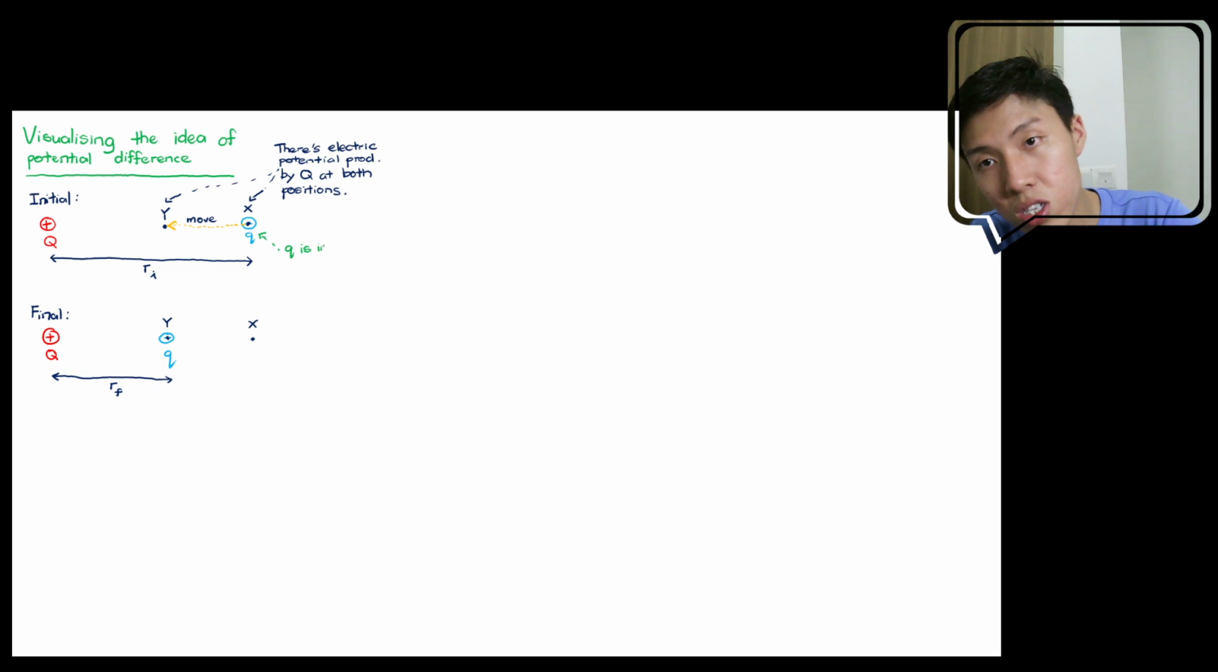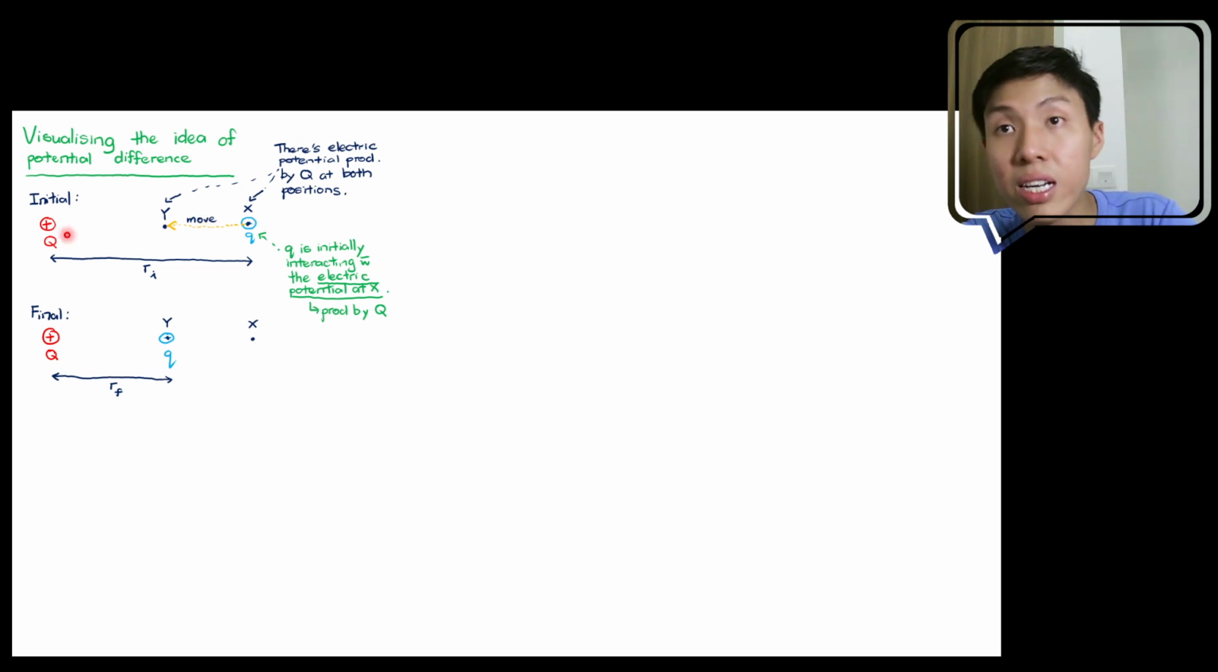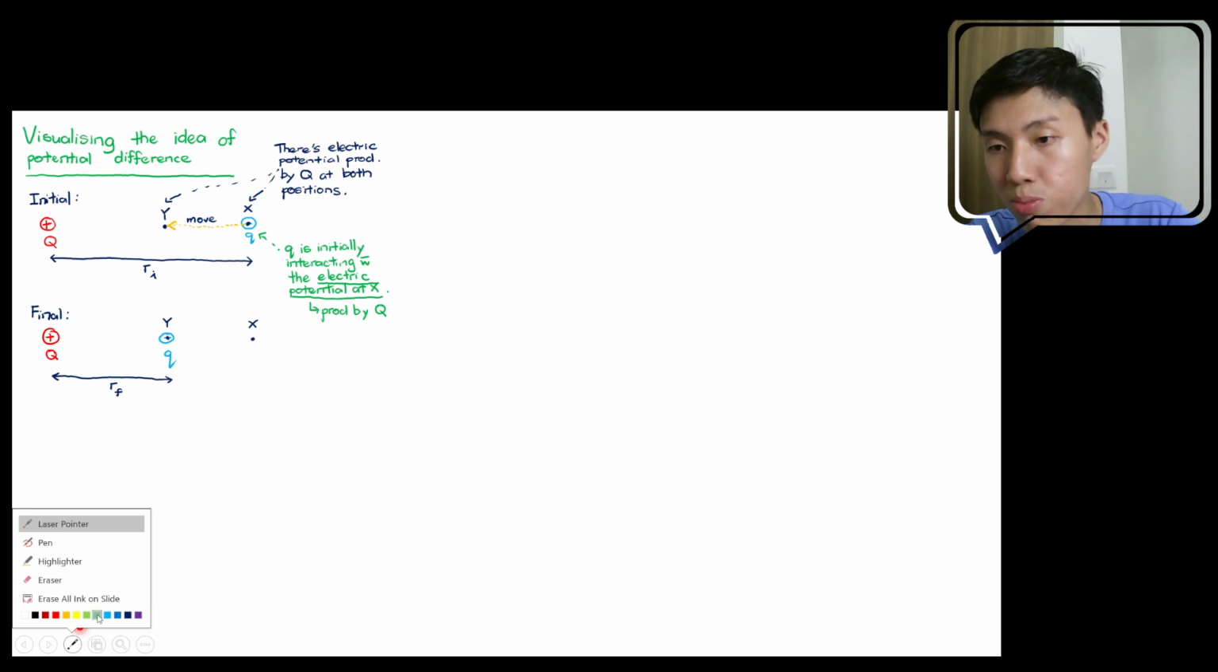Okay, so what happened right now is small q is initially interacting with the electric potential at X. Of course, this electric potential at X, I have to emphasize once again, is produced by big Q. Because this small q over here is interacting with the electric potential at X, and this electric potential is produced by big Q, the response of this interaction is that big Q and small q will share an electric potential energy together. So that is represented by this spring over here.